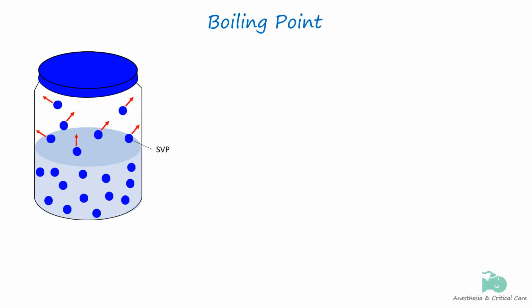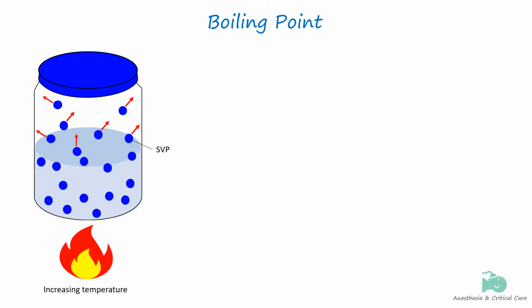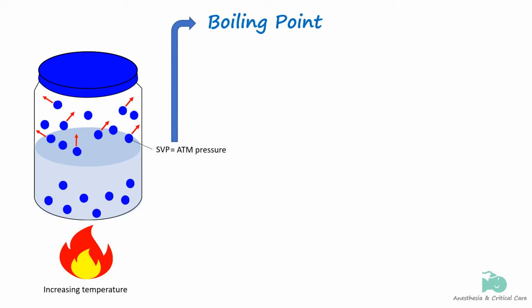SVP is influenced by two factors: the physical properties of the volatile agent and the surrounding temperature. As the temperature increases, more liquid molecules gain the energy to escape into the vapor phase, increasing the vapor pressure. When the saturated vapor pressure of a liquid equals the external atmospheric pressure, the liquid reaches its boiling point. At this point, all the liquid rapidly turns into gas throughout its entire volume.